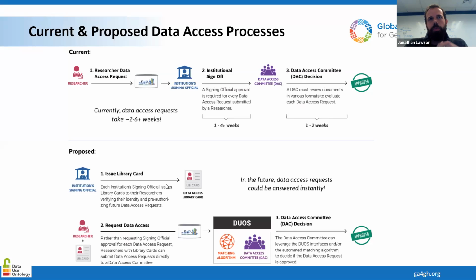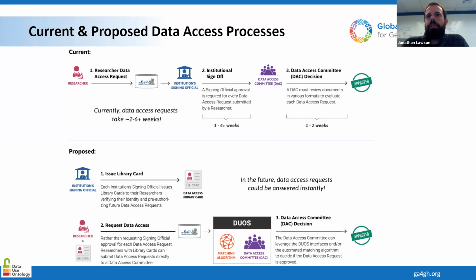Currently today, a researcher would go into dbGaP, select certain data sets they'd like to request access to, prepare their data access request, and then send that to a signing official. And that signing official is actually not a member of the data access committee or at NIH, but is their own institution's signing official who then has to review their data access request, approve it, and then it is sent to the appropriate NIH data access committee.